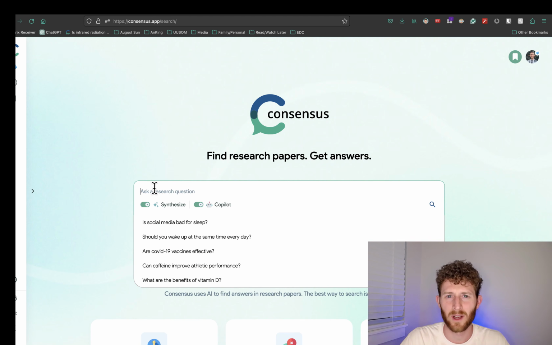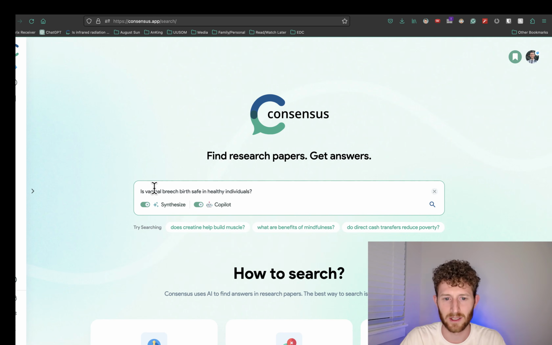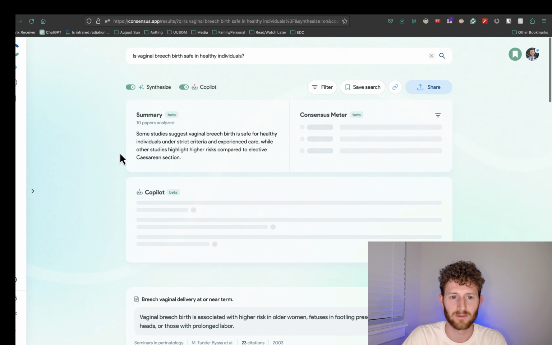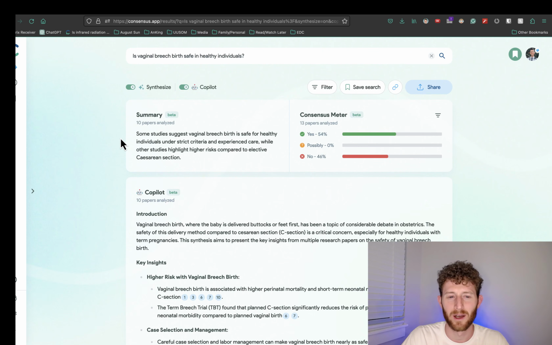Instead of going into a conversation just asking yes or no, is this safe to do? You could come in here first, ask this question, and you're going to be able to see what is the literature saying about this first. So now, for example, you can see this is kind of a split field.